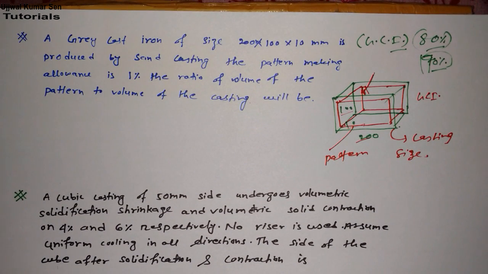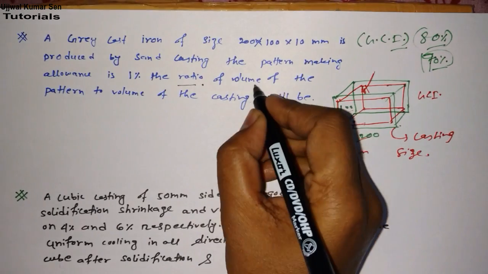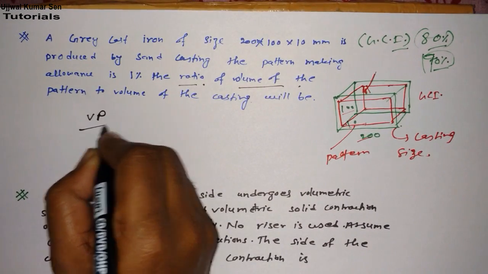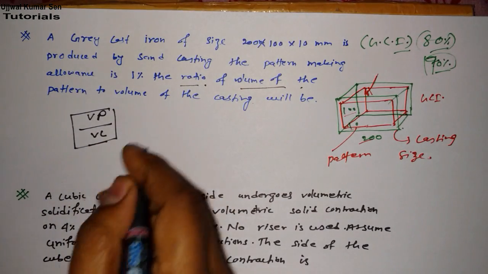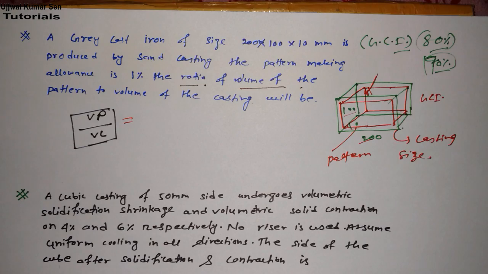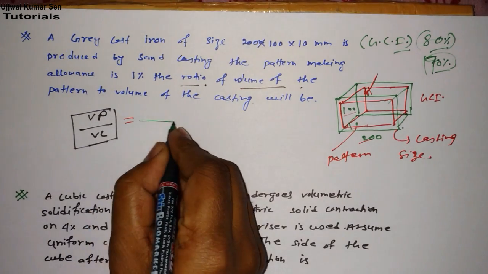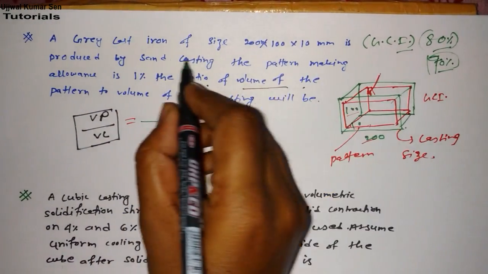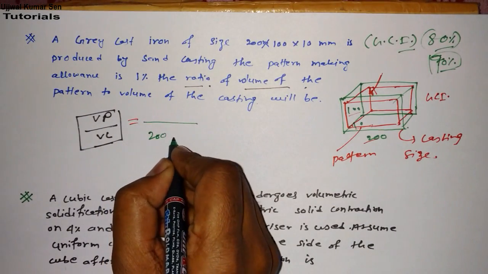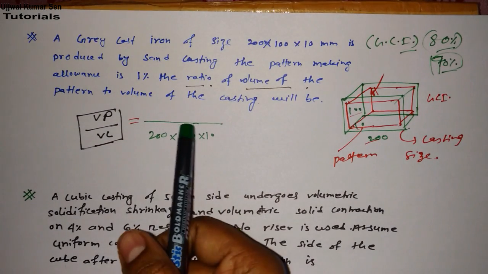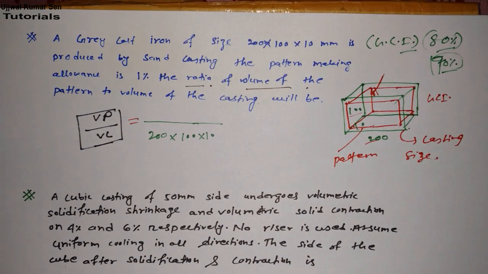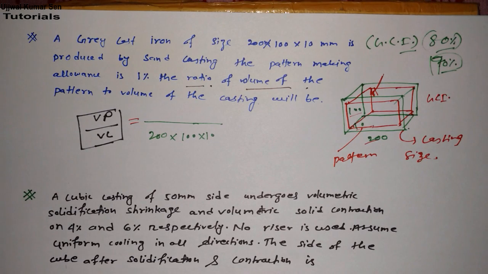Now, talking about gray cast iron, we have to put concentration on one thing: we have to find out the ratio of volume of pattern by volume of casting. For finding this ratio, we have to know the volume of the pattern. They have already given the volume of the cast iron, that is 200 into 100 into 10. Now we have to find the pattern, which will definitely be less than the volume of the gray cast iron. Definitely you should remember this, gray cast iron.